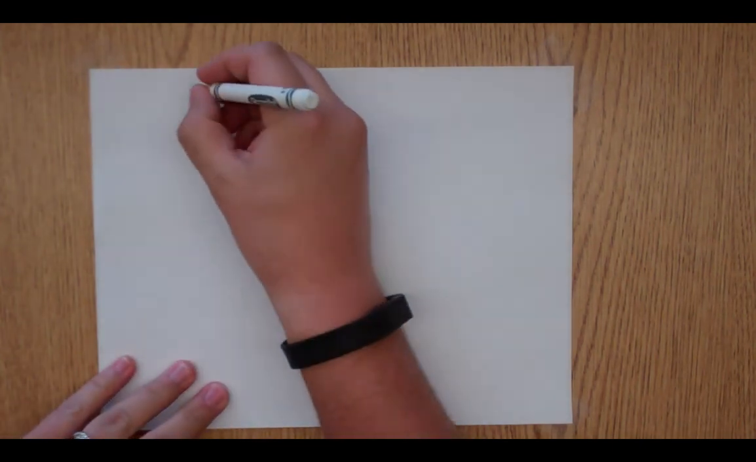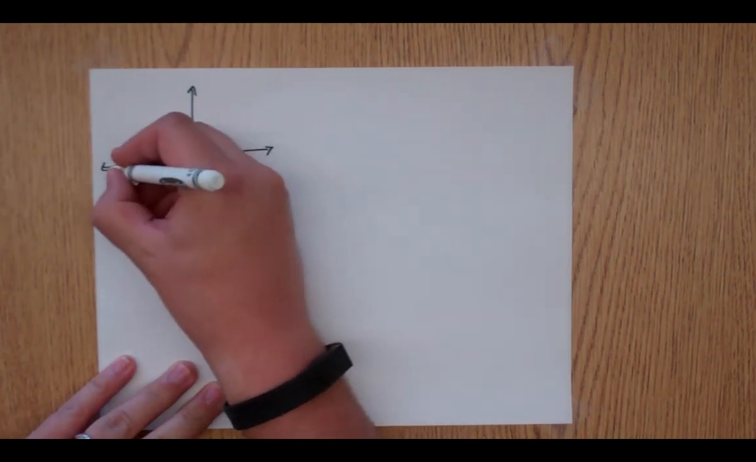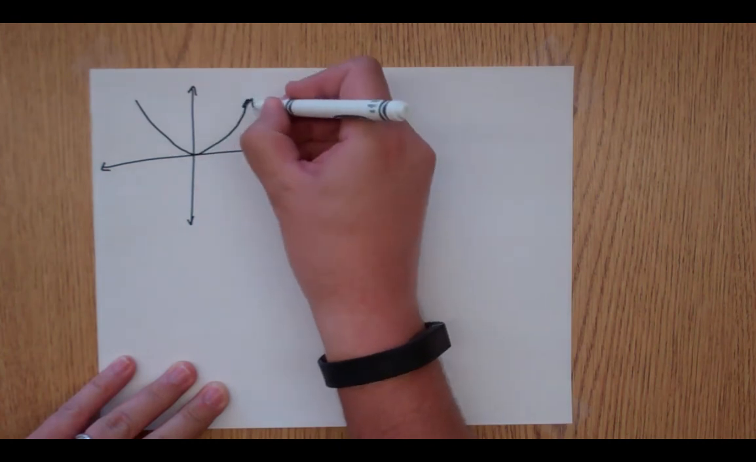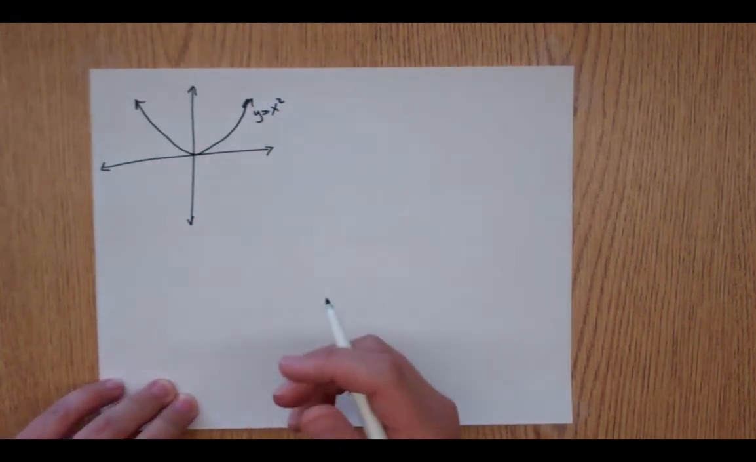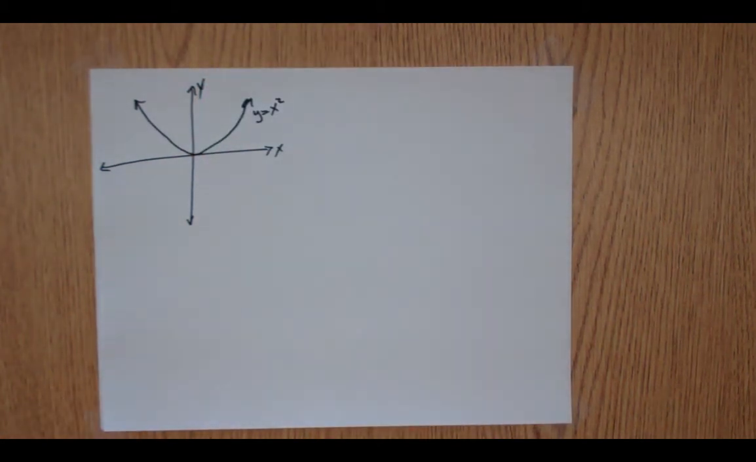So how do we tell a function solely from its graph? Let's draw in the graph of y equals x squared. I know you know what that looks like. This is our x-axis and this is our y-axis. Now, how do we tell if this is a function?